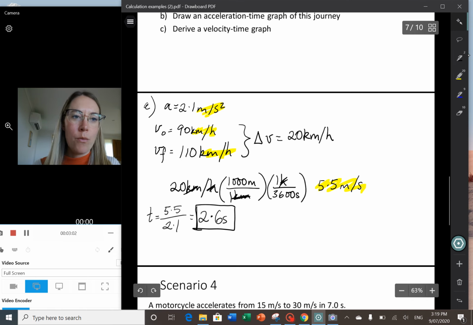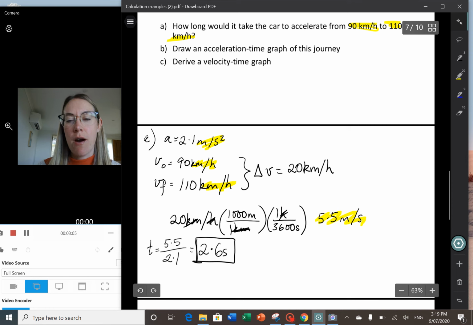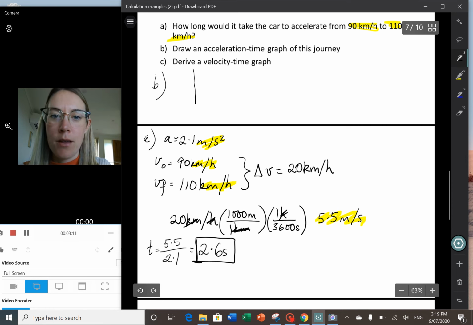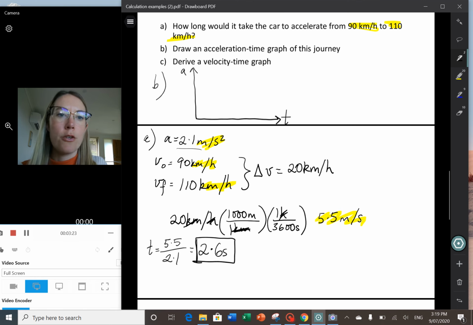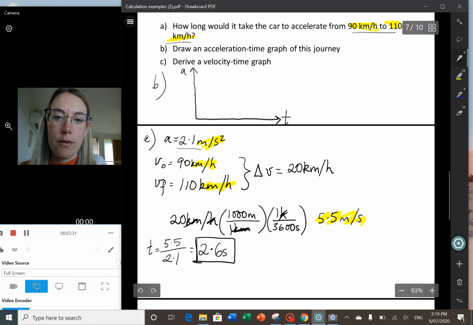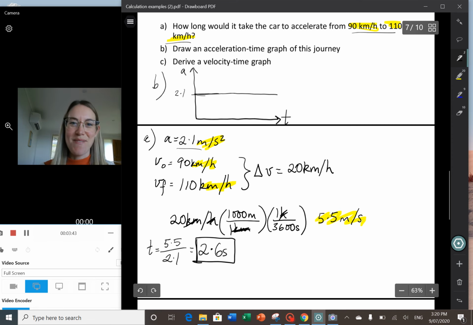In part B, we are being asked to draw an acceleration time graph of this journey. Now this one's a pretty easy one. Here we've got our acceleration and our time. We're given acceleration as being 2.1 meters per second squared, and the journey that we're referring to here is the acceleration from 90 to 110 kilometers an hour, which means that our acceleration is going to be constant. So if we mark 2.1 there, we can just draw a straight line like that. Hopefully your straight line's a bit neater than mine.